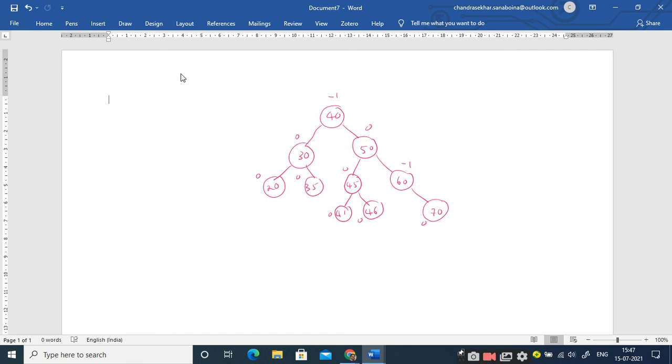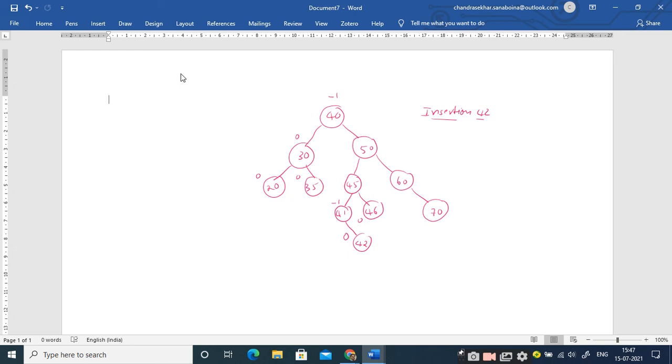Now you insert 42. Where should I insert 42? Right side of 41. So my task here is insertion of 42. So I insert here. Now again you calculate the balance factors. What is the balance factor of 42? 0. 41, -1.